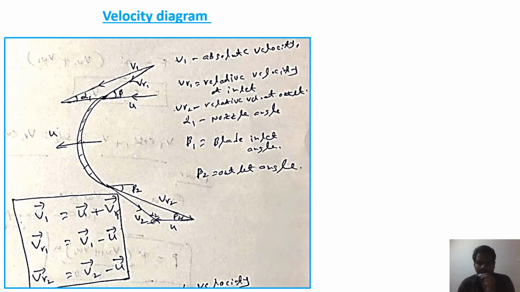Now let me explain how to draw a velocity diagram. So this is the velocity diagram. Now let me draw so that we can understand easily. So this is the blade.